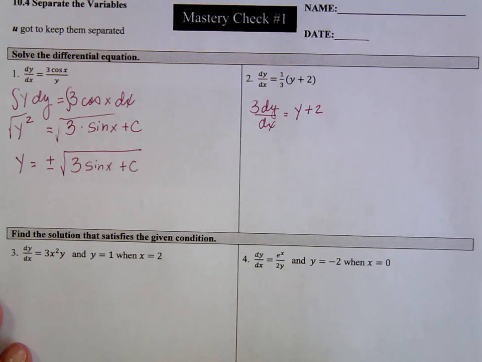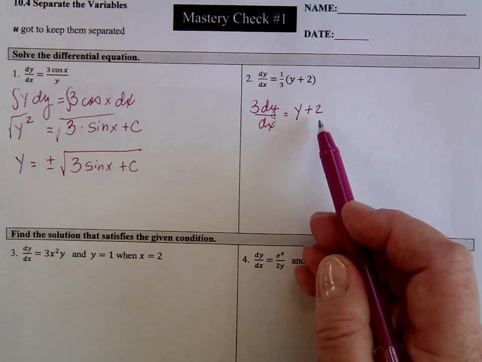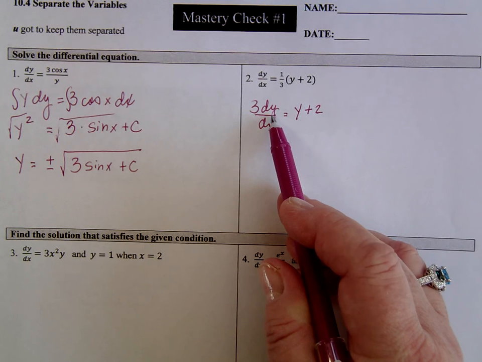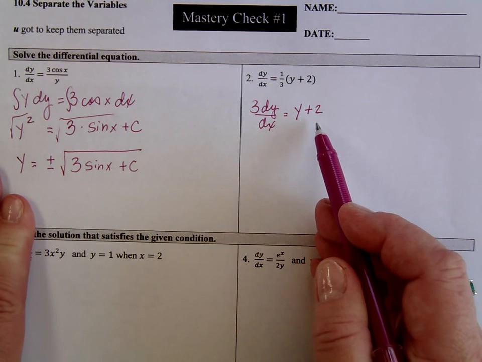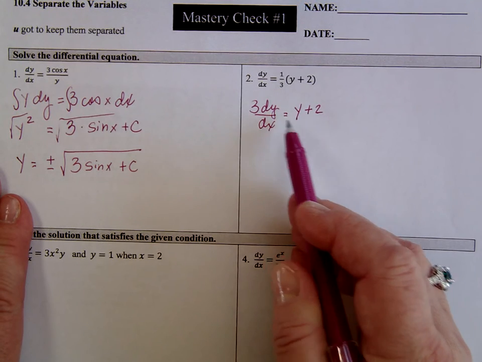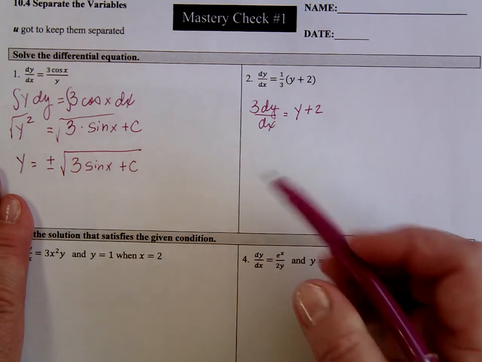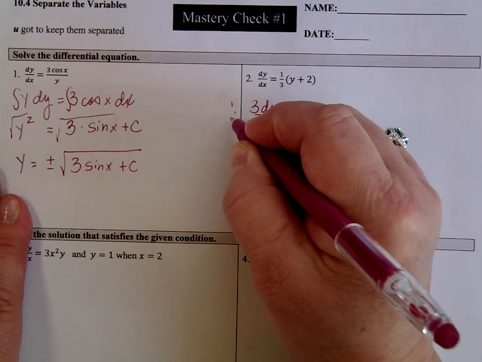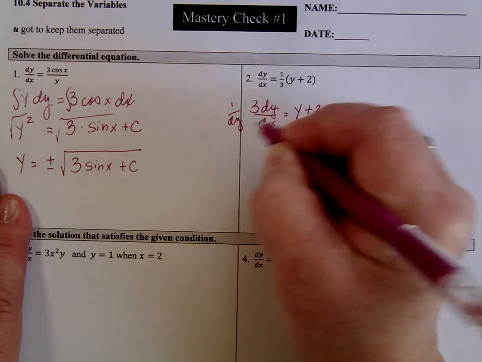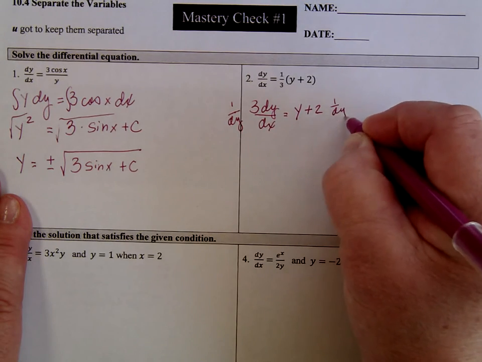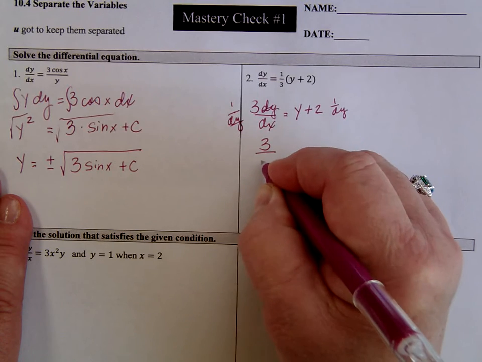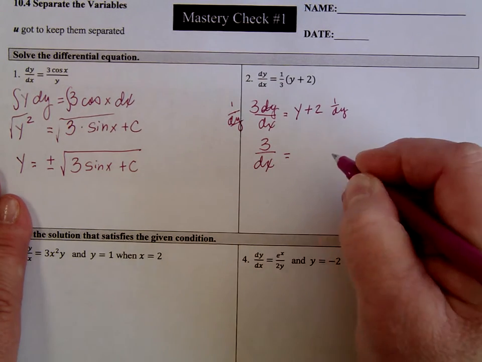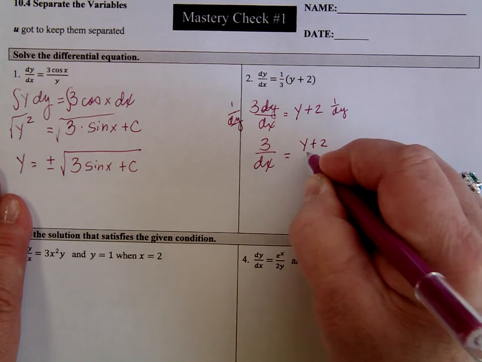And what I want to do is the same type of thing. I want to get the x's on one side and the y's on the other, and I can see that the right hand side has y's. So I need to get this dy over here, which means I would have to divide by it, because see how it's on top? So if I want to get it out of there, I'm going to have to multiply this side by 1 over dy and this side by 1 over dy. So my dy's cancel, that's going to give me 3 over dx equals y plus 2 over dy.